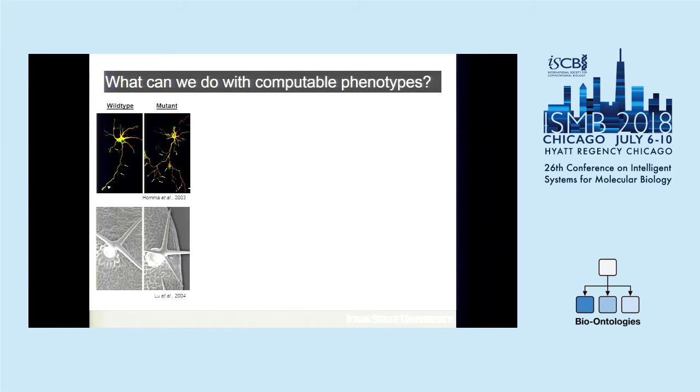One potential thing you can do with phenotypes once they're in EQ statement format is quickly calculate similarity between phenotypes, even across species. I'll go through one example of how that might be interesting. Here we have two different mutant phenotypes. The top is a mutant phenotype causing increased branching in neurons of mice. On the bottom, there's another mutant phenotype causing increased branching in trichomes in Arabidopsis.